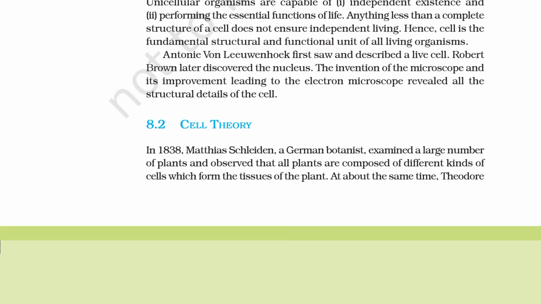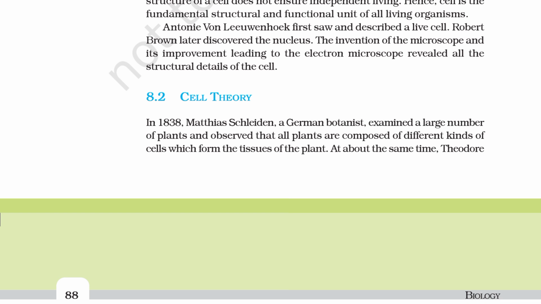Cell theory. In 1838, Matthias Schleiden, a German botanist, examined a large number of plants and observed that all plants are composed of different kinds of cells which form the tissue of the plant.